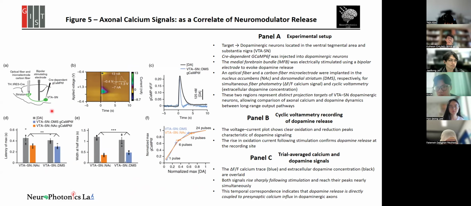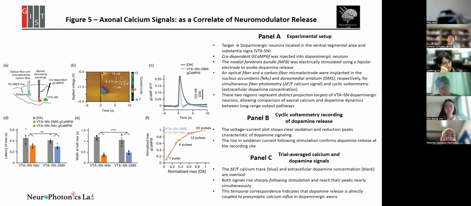So panel A shows the experimental setup. The target is the dopaminergic neurons located in the ventral tegmental area and substantia nigra. And Cre-dependent GCaMP6f was injected into the dopaminergic neurons. And the medial forebrain bundle, MFB, was electrically stimulated using a bipolar electrode to evoke dopamine release.